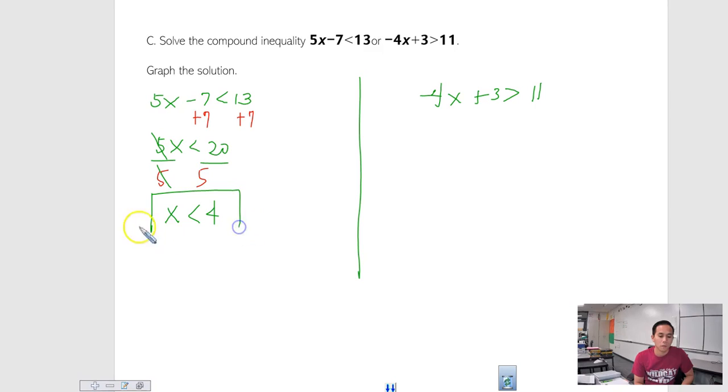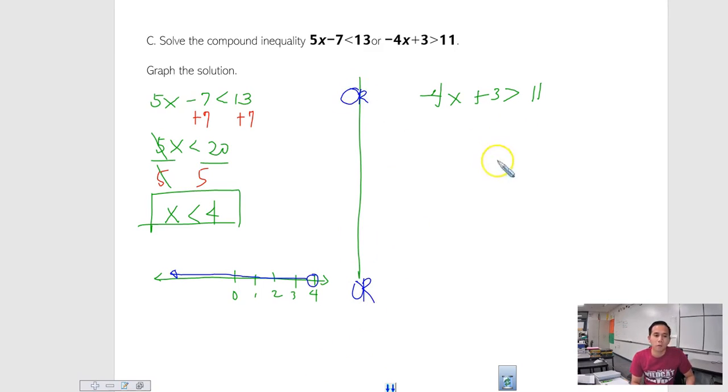All right, if I'm going to graph that, you have 0, 1, 2, 3, 4. I'll be using an open circle, and since it says less than, all of the numbers less than 4 will be solutions of this inequality. And they made use of the word or. So there's an or in between them.